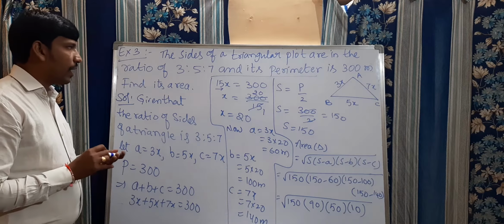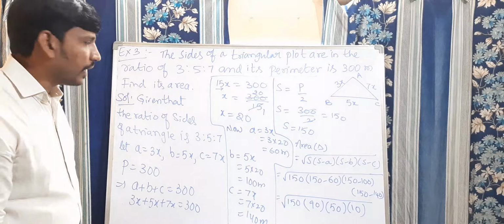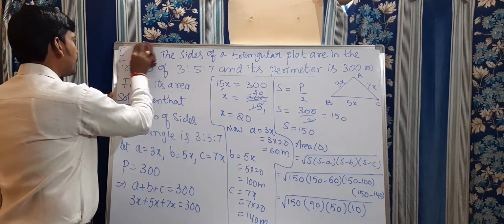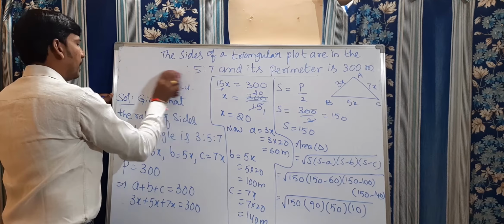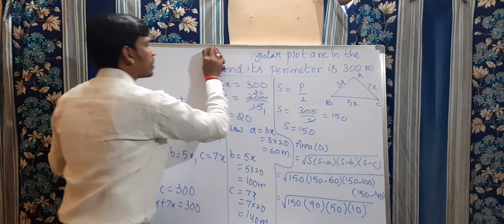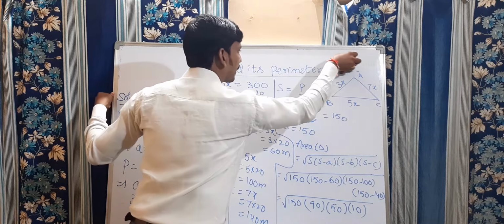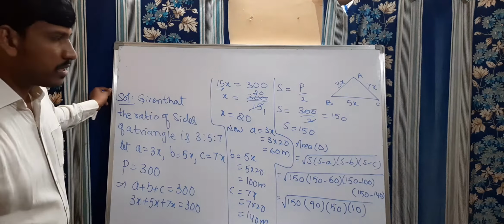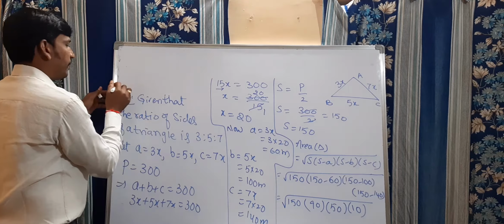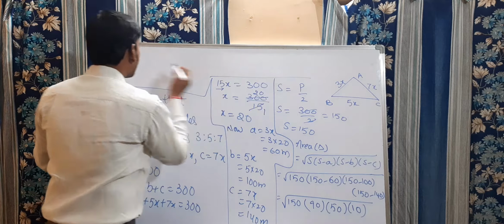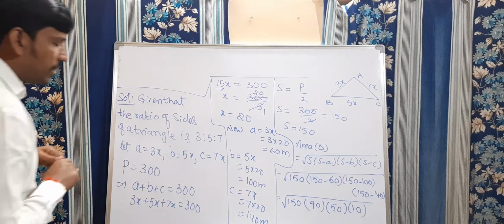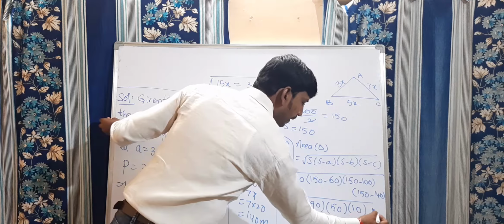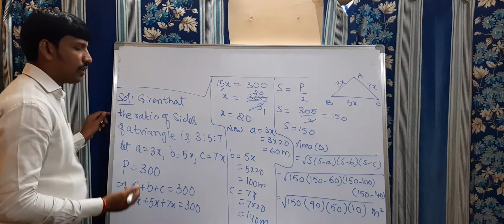Clear, my dears? Now I am going to find it out here. I want to erase that, the question I am going to erase. You please see this here. To find the square root of that value, it is easy to find out. You can split into prime factors. You will get the solution. Clear, my dears? Now see, square root of 150 into 90 into 50 into 10, this is meter square. Now we are going to find the square root of all these numbers.